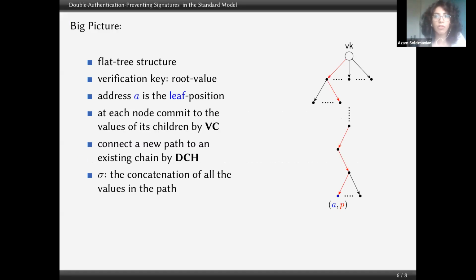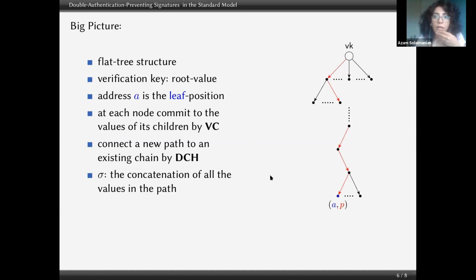Now let's go to the construction. Our construction is a flat tree-based construction. The verification key is fixed as the value of the root, and by the address part you find the position of a leaf, and you go through this path, assigning some values along the path to the root, and your signature would simply be the concatenation of these values. But what are these values? This is like a Merkle tree, where for each node you commit to the children of the node by a collision-resistant hash function. But here we are instead using vector commitment, which can do the same task in a more efficient way.